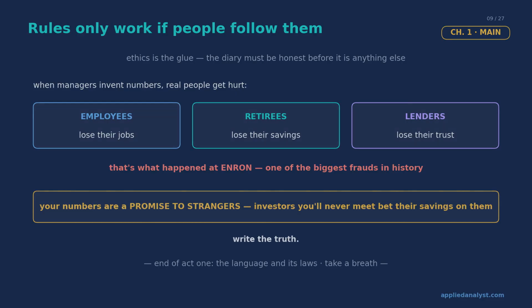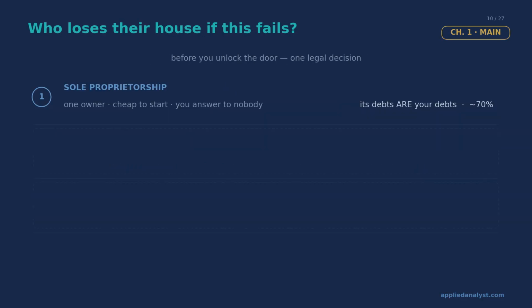Take a breath. Still here? Good. Because Act 2 decides something personal: who loses their house if the business fails. Before you unlock the door, one legal decision: own the shop alone, and it's a sole proprietorship, cheap to start. You answer to nobody. But its debts are your debts.